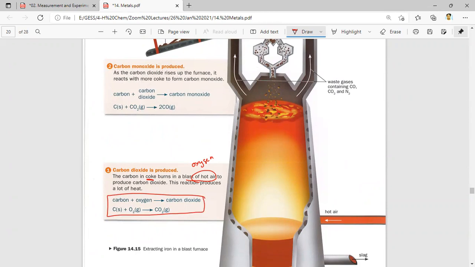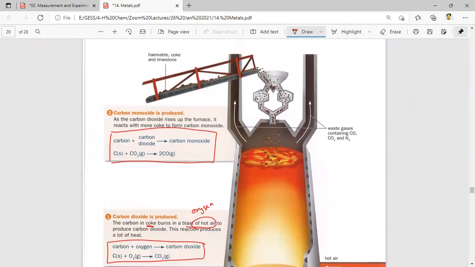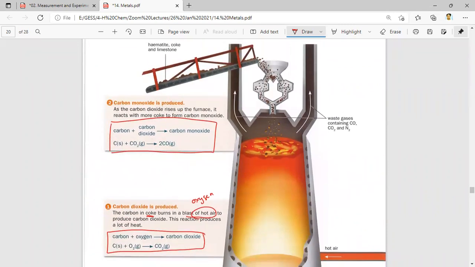Now, this is still not what we want. We want carbon monoxide. Hence, we're going to let the carbon dioxide react with the coke further, and this is going to help me form my carbon monoxide. So 2 steps it takes to create my carbon monoxide. Industrially, from the top here, you can see they throw the iron ore and the coke in at the top.